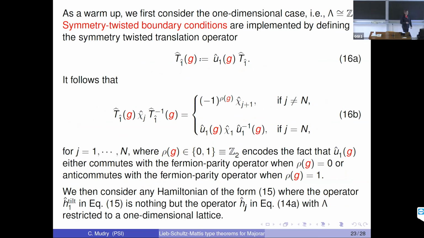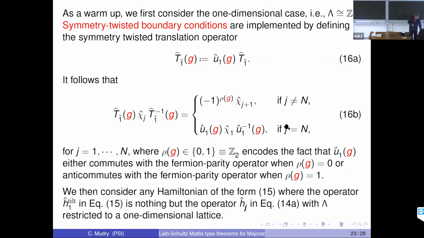So now here I have defined, this is just a formal definition of what I said in words. So when I look at the action of T1G under Majorana operator j, conjugation by T1G of chi j, if j is not equal to the last site in my one-dimensional path before going back to the first site, then the only thing I get is a phase factor, because chi is an odd fermionic operator. I have to account for the fermionic grading of my Fock space. So rho of G is just telling you if the representation of G anti-commutes with the fermion parity operator. So it's just keeping track of Fermi statistics if you want.